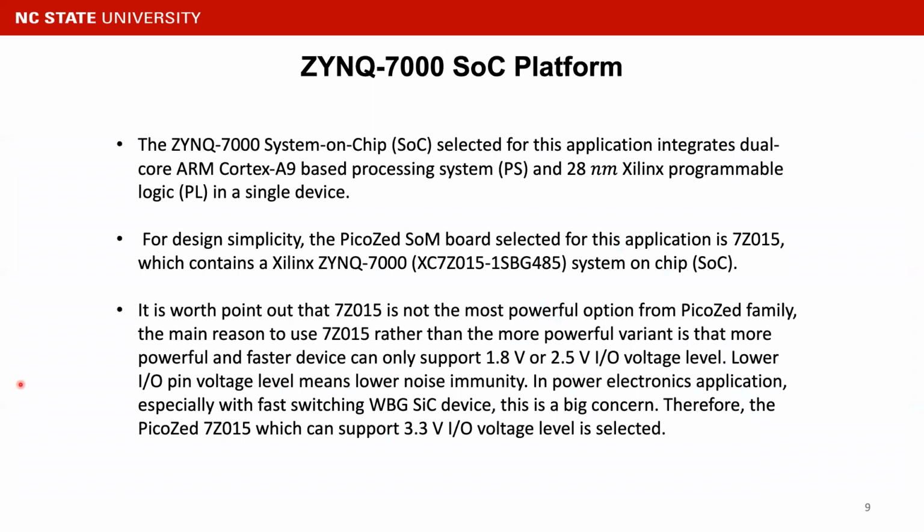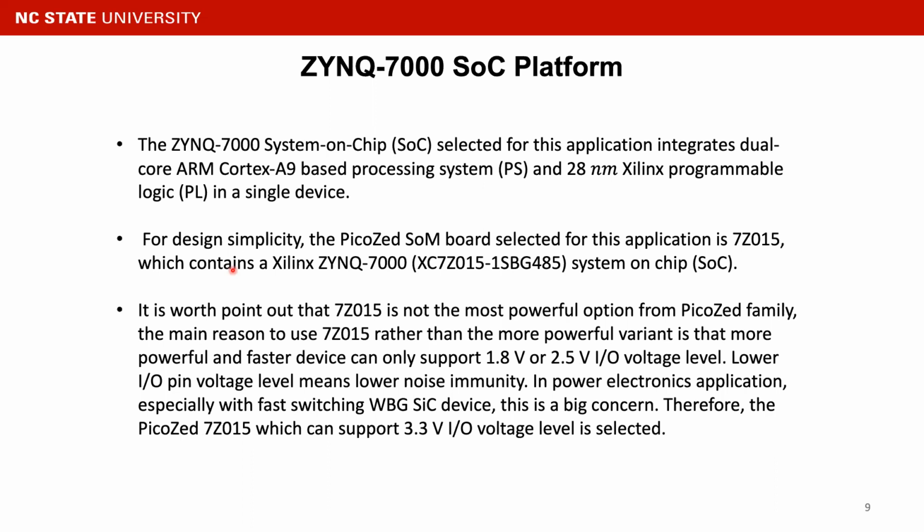So in our application, we selected the Zynq 7000 system on chip from Xilinx. This SoC integrates a dual-core ARM Cortex-A9 based processing system, designated as PS, and the 28-nanometer Xilinx programmable logic, designated as PL, in a single device. And for design simplicity, we were using the PicoZed board for the controller design. It is worth pointing out that the 7Z015 variant of the PicoZed is not the most powerful option.